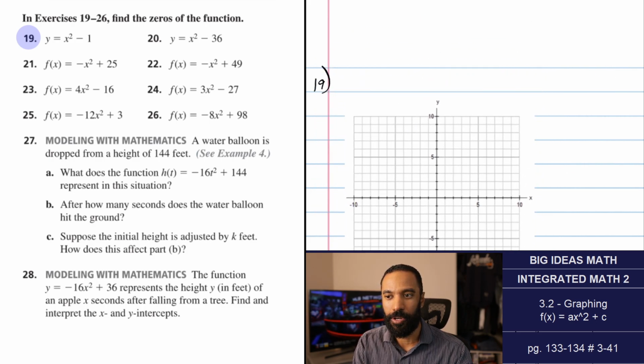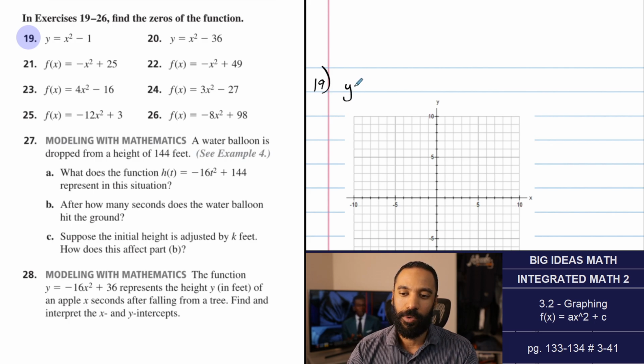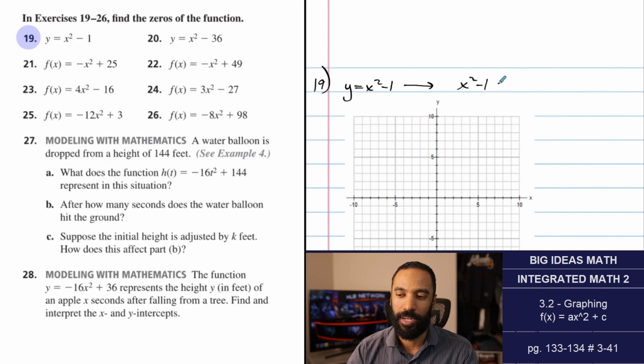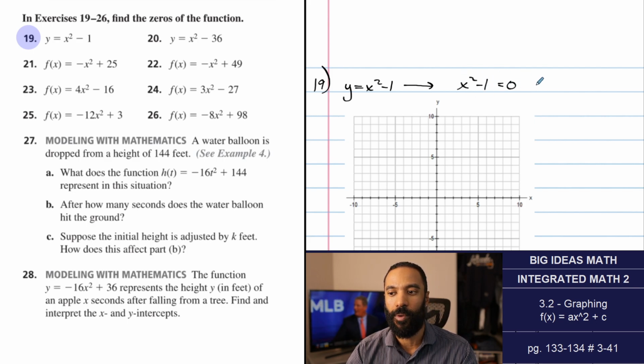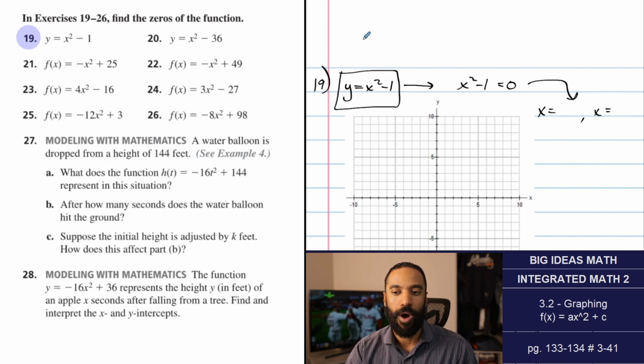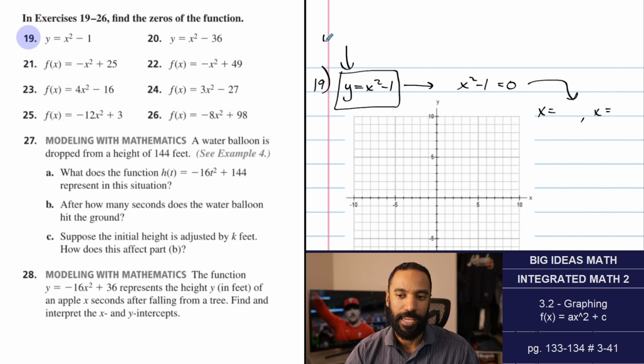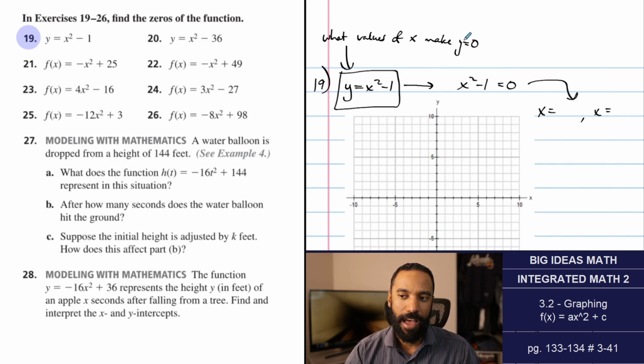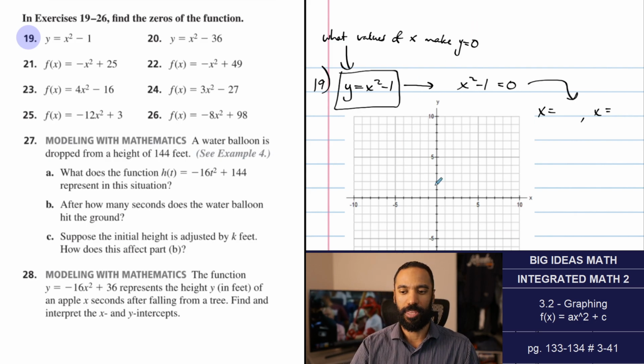When they say find the zeros, we have y equals x squared minus 1. We are going to set x squared minus 1 equal to 0 as far as finding what x values, and there are two values, what two x values we get from there. However, we will graph this and we will find out what values of x make y equals 0. So let's just graph it. Let's see where it hits, and then let's confirm that that works out.